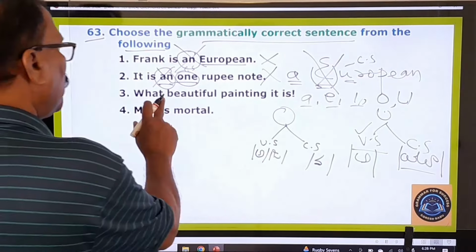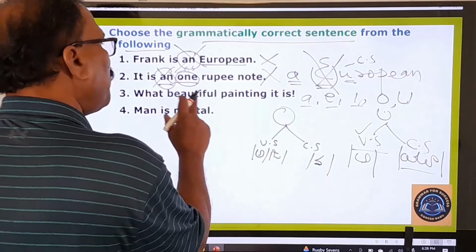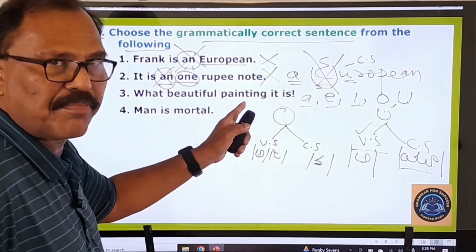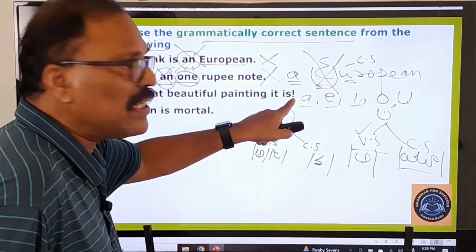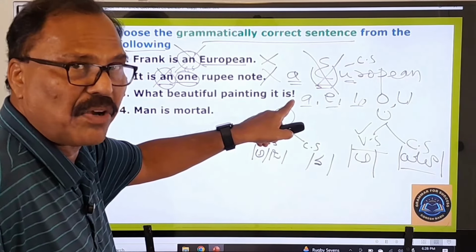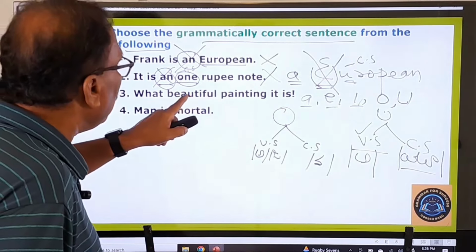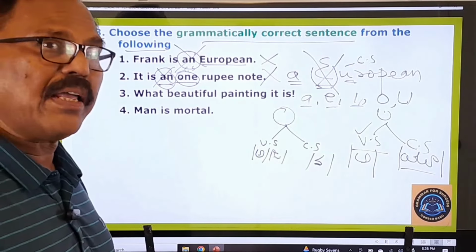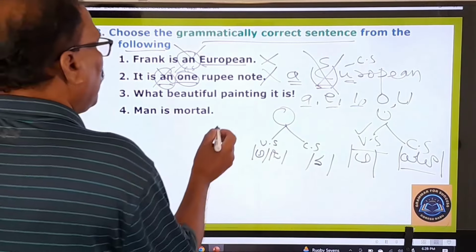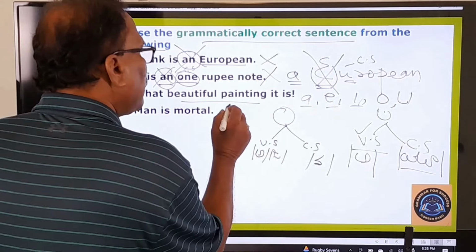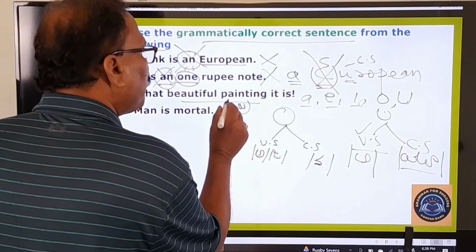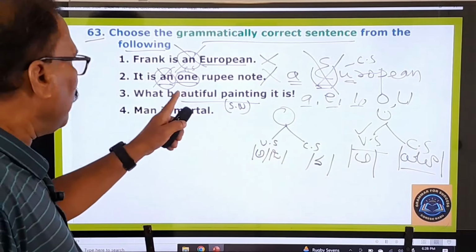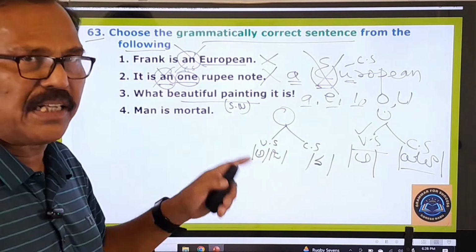Okay, and go to the third sentence. What beautiful painting it is. It's an exclamatory sentence, because the exclamatory mark is there at the end of the statement. But here this sentence is also grammatically incorrect. Why? Here, beautiful painting. It's a singular countable noun. Painting is a singular countable noun, but this beautiful is describing this painting, that is okay.